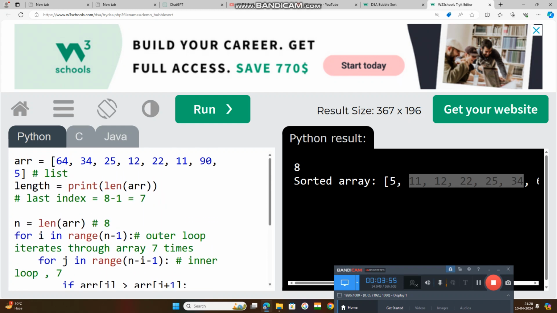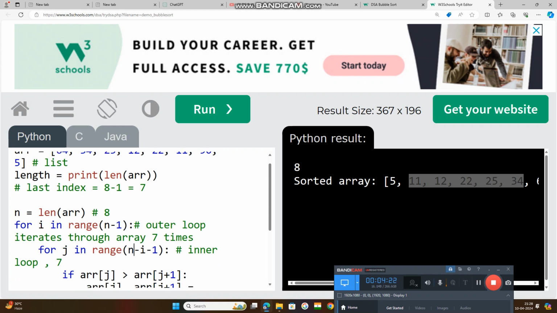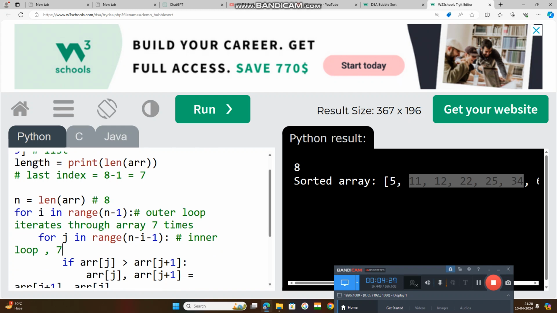Next, how many times does the outer loop rotate? 7 times. Okay, how many times does the outer loop rotate? 7 times. So first i is 0, then whenever one rotation is over, the next i value is 1. So whenever i value is 1, at that moment how many values will be here? n minus i, with i value 1. So minus 1 minus 2, 8 minus 2. So the values will be 6.